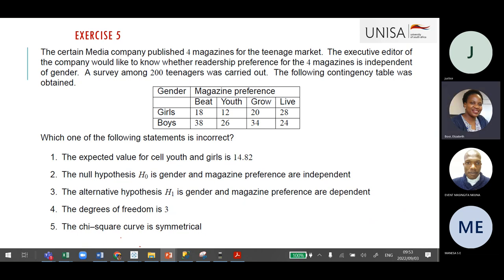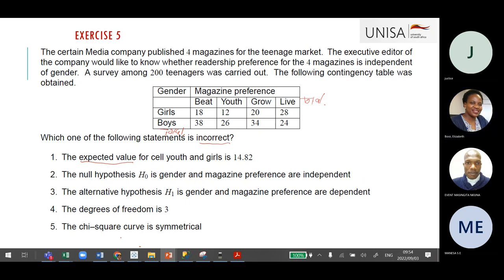The next question: a certain media company published four magazines for the teenage market. The executive editor of the company would like to know if the readership preference of the four magazines is independent of gender. A survey of 200 teenagers was carried out. The following contingency table was obtained. And here as well, there are no totals. So if you calculate this manually, then remember to calculate your totals, especially if the first question says, what is the expected value? It means you need to go and calculate your expected value.